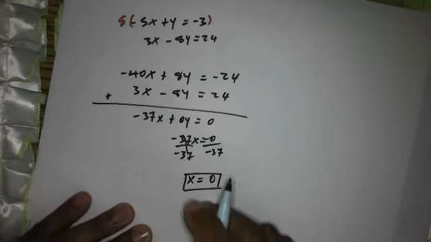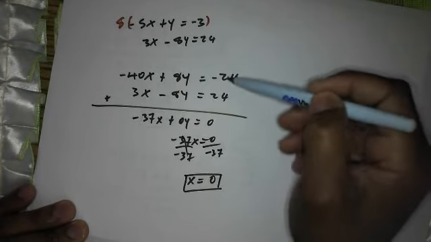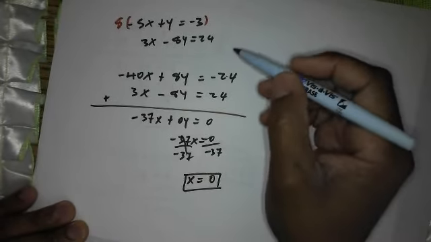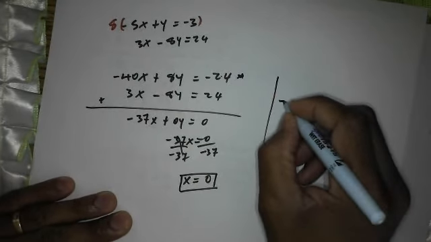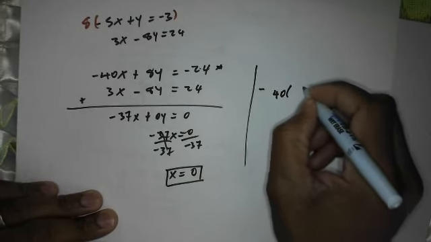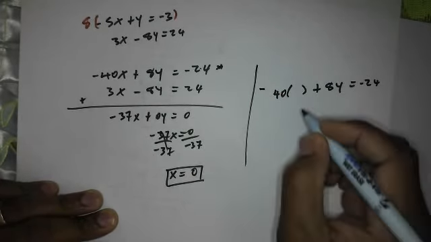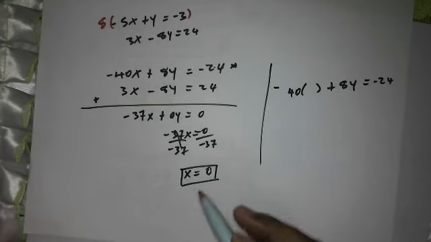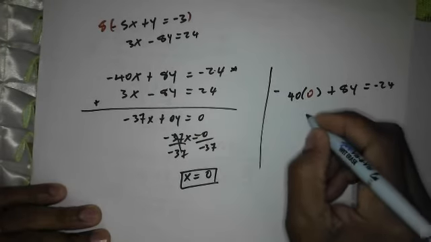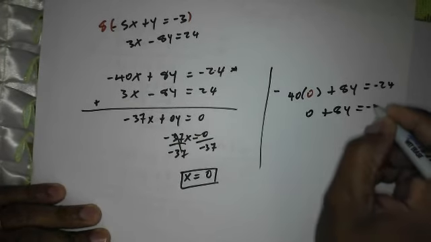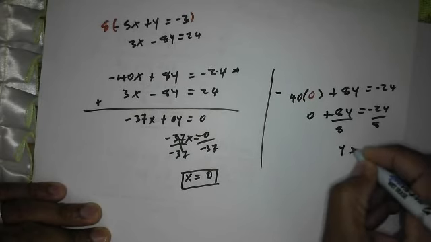Now that you have found your x to be 0, you still got to substitute it in any one of these equations. This, or this. So let's say we use this equation here. So we want to find y. So it would be negative 40x plus 8y equals negative 24. But remember that our x is 0. So I put a 0 here. So that would be 0 plus 8y equals negative 24. And I divide both sides by 8. So y would equal negative 3.